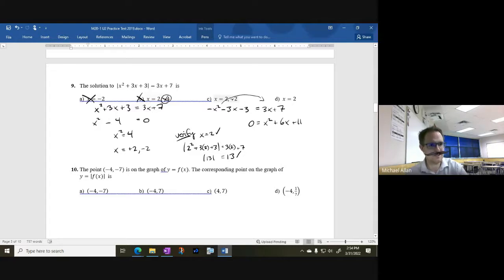But now my choice is, does negative 2 work or not? Let's verify negative 2. Seems like negative 2 is going to work. Let's double check. Negative 2 squared, 3 times negative 2 plus 3, and then 3 times negative 2 plus 7. 3 times negative 2 is negative 6, sorry, plus 7 is positive 1 there. 7 minus 6 is another 1. Absolute value 1. That works. So my answer is C. And both of them work. Cool.